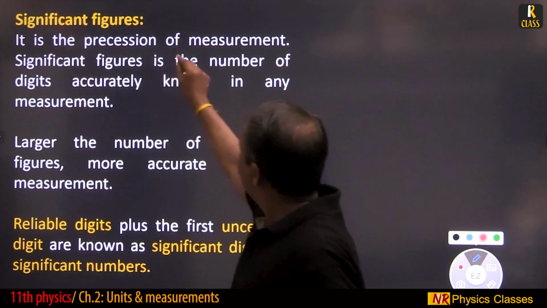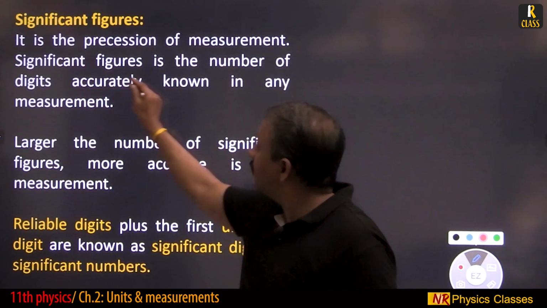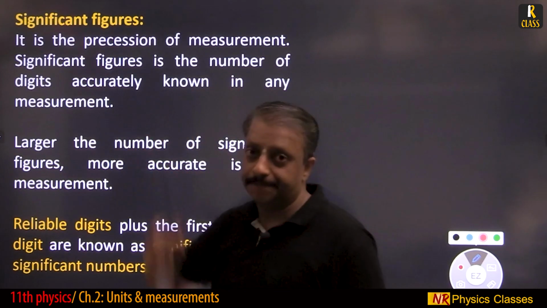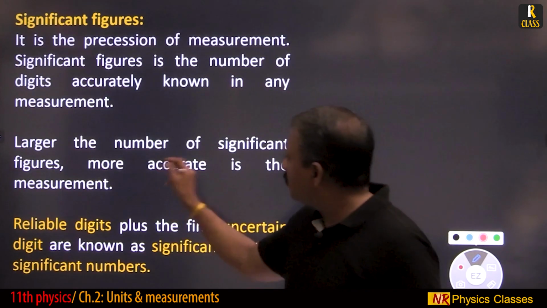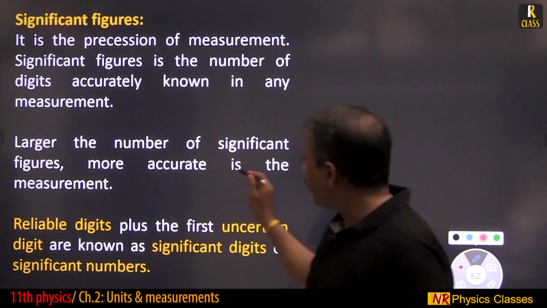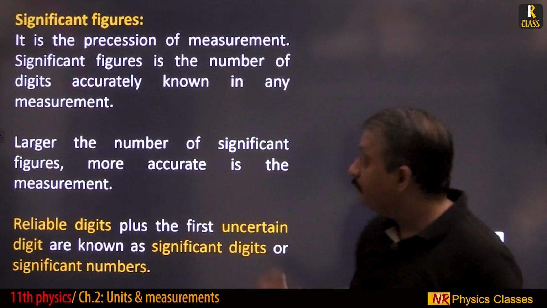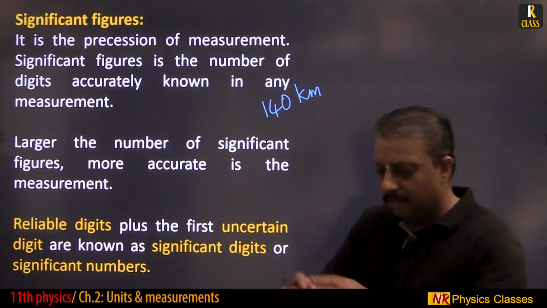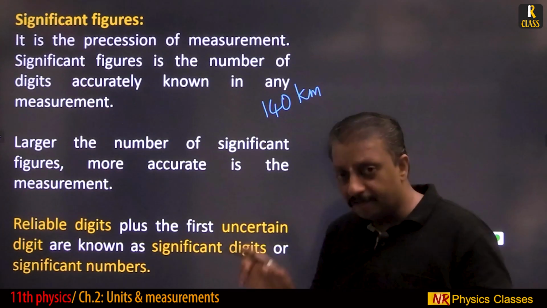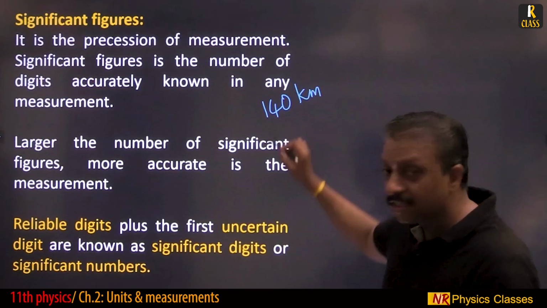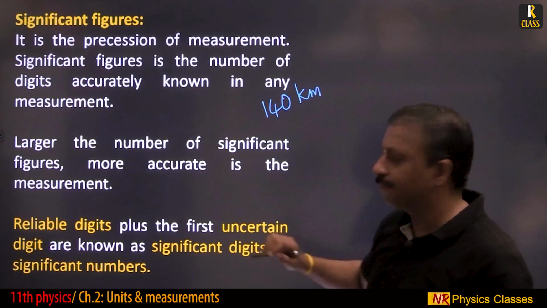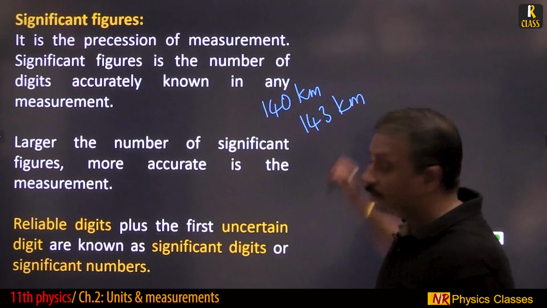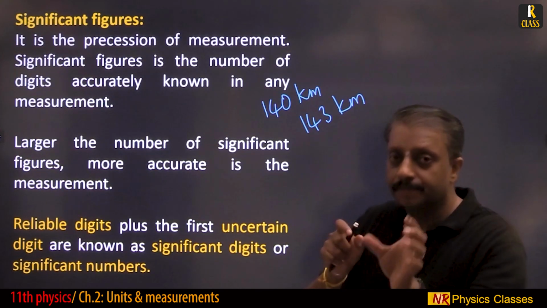It is the precision of measurement. Significant figures is the number of digits accurately known in any measurement. The larger the number of significant figures, the more accurate is the measurement. Using some method, by keeping a map, ruler and reference ruler, we found that the distance between two cities is 140 kilometer. That's fine. Then 143 kilometer, using a much more precise method.